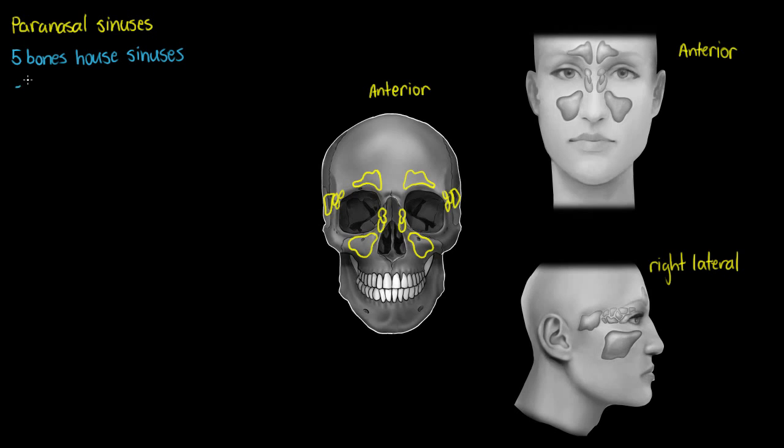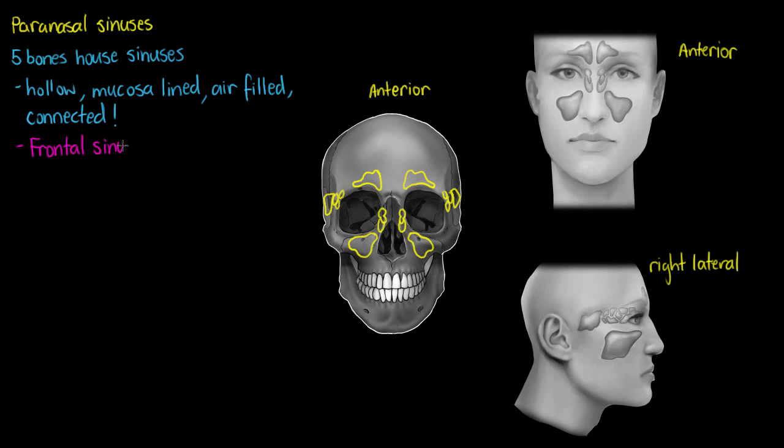The sinuses themselves are hollow and lined with a mucosa. They're also going to be filled with air. Well, most of the time they're going to be filled with air unless there's an overproduction of mucus from that mucosa lining, that lining being a membrane that is capable of producing that mucus. They'll also all be connected so that they can drain away the mucus that they produce.